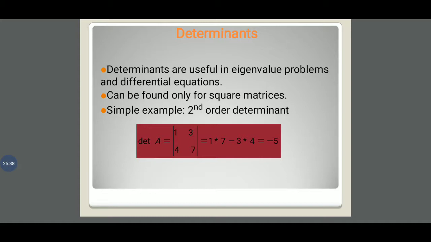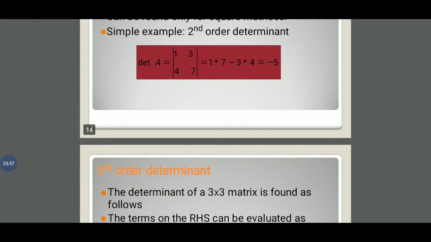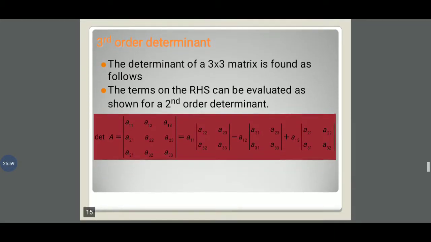And how will the value be found? It is just cross multiplying: 1 into 7 and 3 into 4, and after subtracting we get -5. Clearly the determinant has some value. It's a 2 by 2 determinant, and its value is -5. Now we will consider a higher order determinant, that is of 3 by 3.